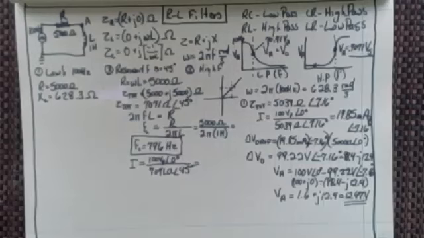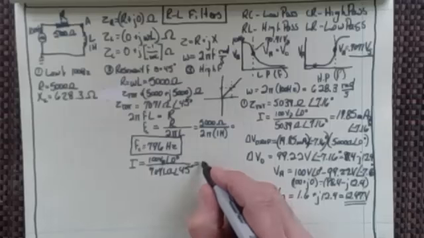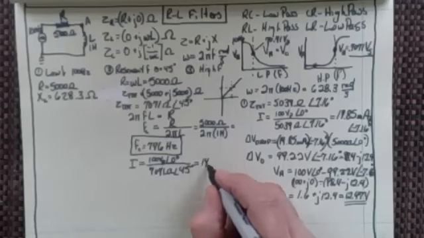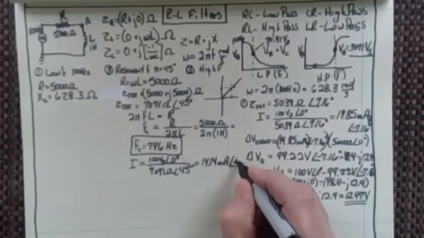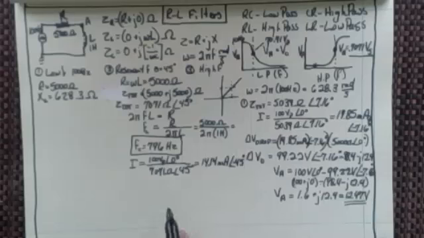But what is 100 volts divided by 7,071 ohms? And that's going to be 14.14. Let's just write that down. 14.14 milliamps. And again, that'll be at minus 45 degrees, because 0 minus 45 gives me minus 45 degrees. So that's what my current is going to be.